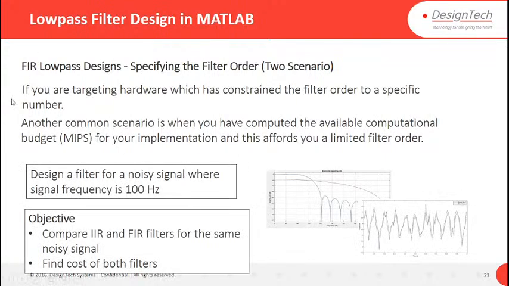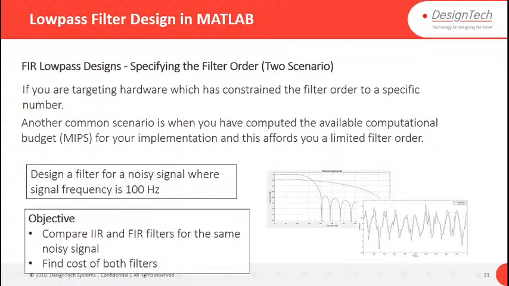So what I am going to do, the example I am going to show you here, is to design a filter for a noisy signal where the signal frequency is 100 Hz. Further, we are going to introduce noise there, as it is written, noisy signal here. And what are the objectives? We are going to compare an IIR filter and an FIR filter for the same noisy signal, and we are going to calculate the cost of both filters also. Let's say if I have to deploy in FPGA, what will be the cost for both filters?